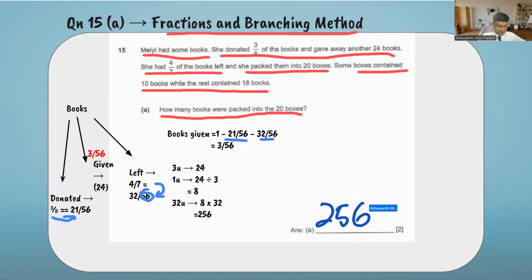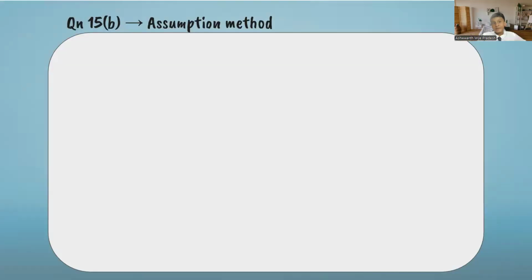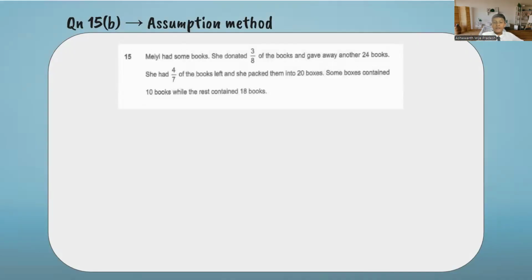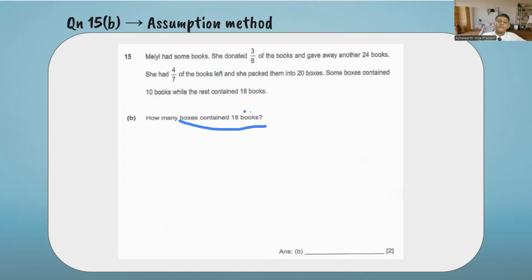Now let's move on to part B. So part B is teaching us the assumption method. So how many boxes contain 18 books? So you must assume. While using the assumption method, always remember AADD. So what does AADD mean?